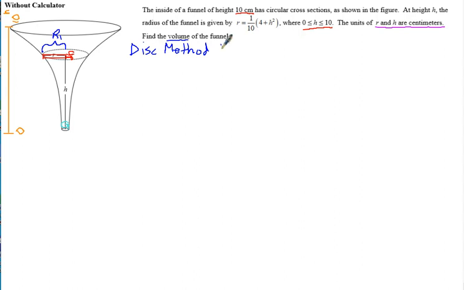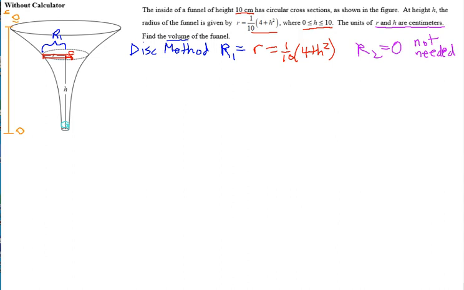So R1, notice that's just the same as lowercase r. It's the same as the radius there, which we're told right here is 1/10 (4 plus h squared). And then R2, the inner radius, you could think of it as being 0, or it's basically not needed in this one. There's nothing we need to subtract to find the volume of this funnel. So it's just a little different application of the disk method to find the volume of this funnel.